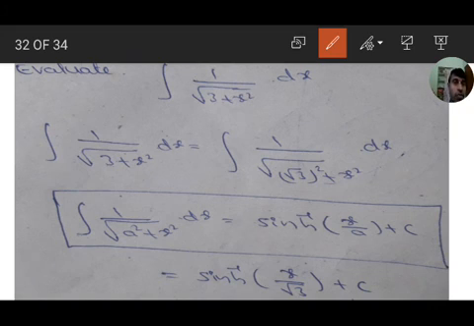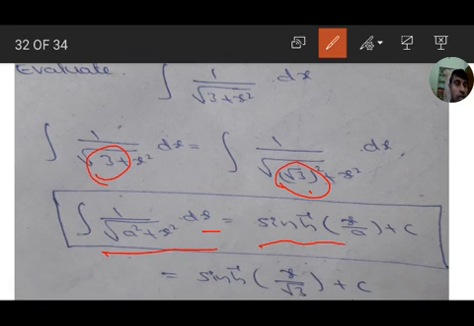It is a direct formula. 3 is not a perfect square. It can be written as root 3 whole square, so it is a square plus x square. 1 by square root of a square plus x square. Formula: integration 1 by square root of a square plus x square dx equal to sinh inverse x by a plus c. That is sinh inverse x by root 3 plus c. Is the answer.